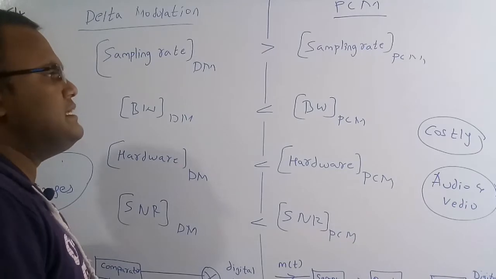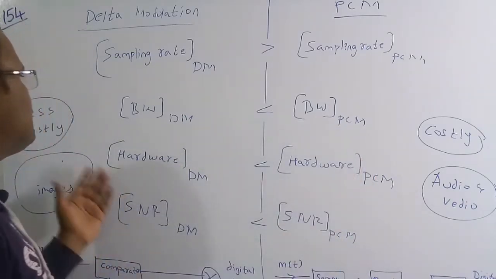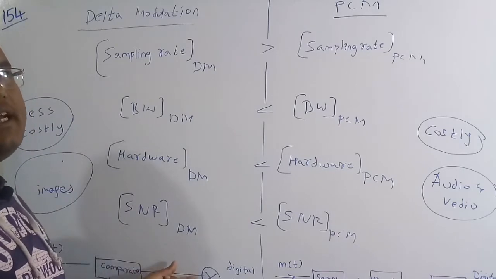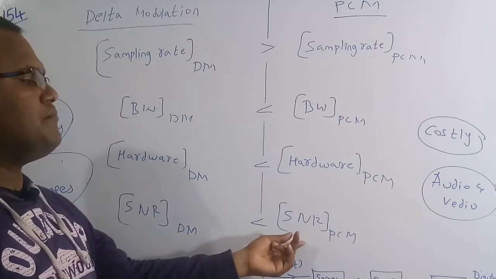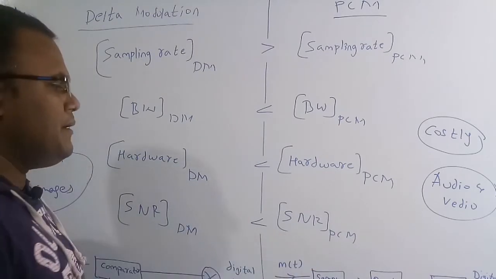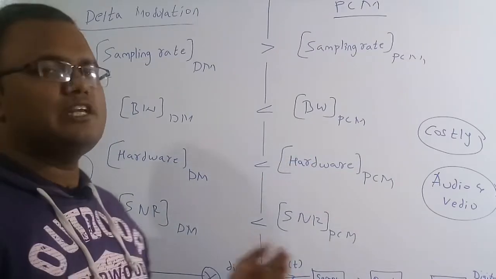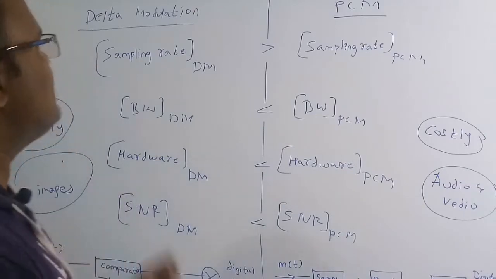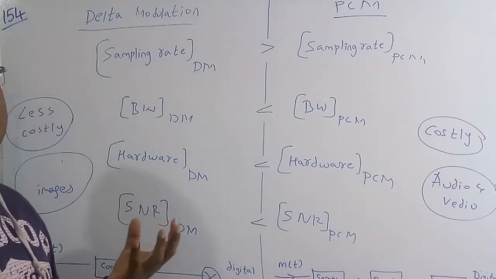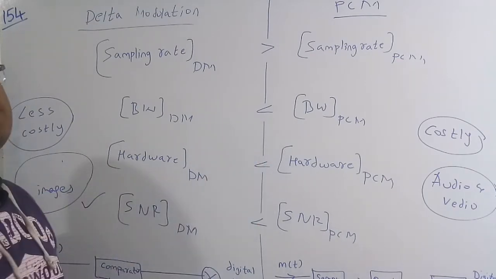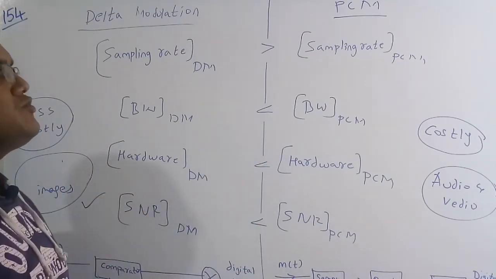And also PCM is a very costly method when compared to delta modulation, and the signal to noise ratio in delta modulation is very less when compared to the signal to noise ratio in PCM. And PCM is basically used for analog signals of audio and video, whereas delta modulation is used for analog signals of images. So these are some of the important differences between delta modulation and PCM.